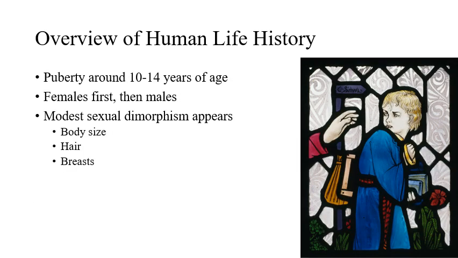Puberty hits around 10 to 14 years of age. It's almost always females first, then males. In general, humans have fairly modest sexual dimorphism. Body size, men are typically larger than women. Men have more hair than women, including more facial hair, and women develop breasts, and there's also some morphological differences in the hips. But in general, humans are not super sexually dimorphic, particularly when you compare them to the salmon that we saw on the previous slide, or like walruses.